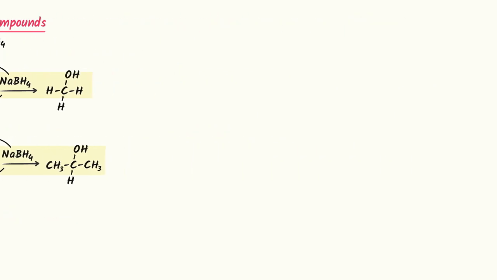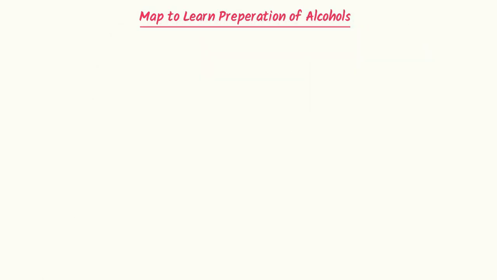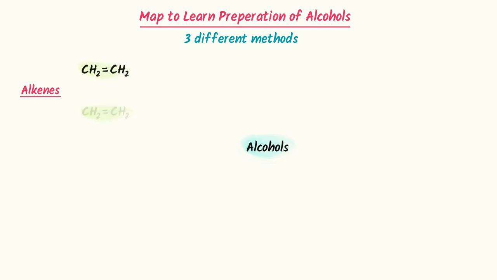Now I will teach you one powerful map that will make preparation of alcohols super easy. We already learned that we prepare alcohols from 3 different methods. First of all, we prepare alcohols from alkenes. In this method, we prepare 1 degree and 2 degree alcohols.